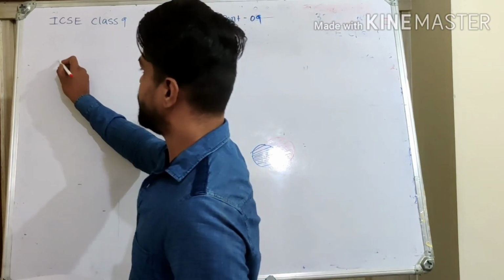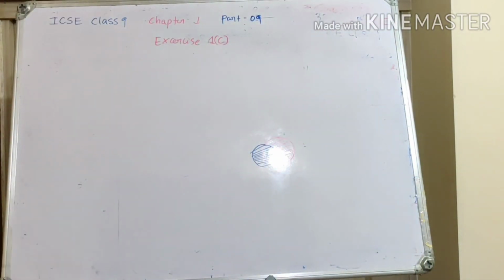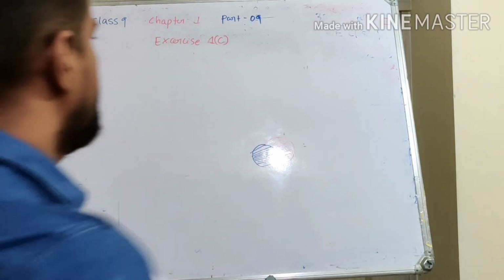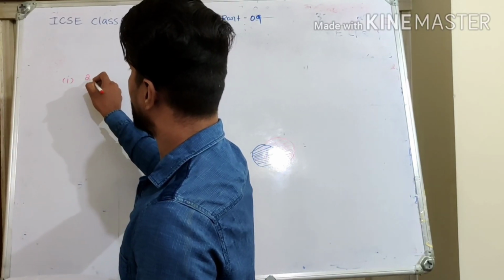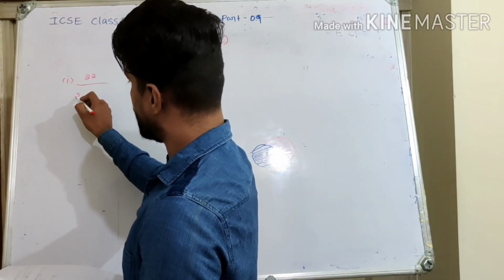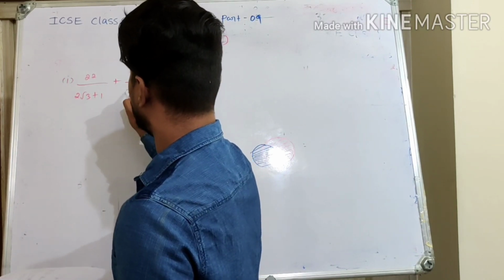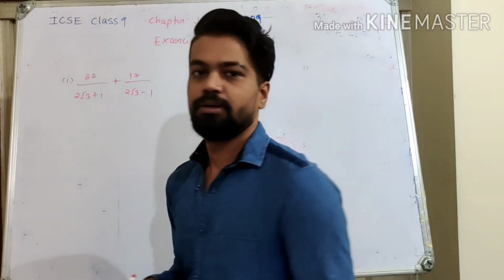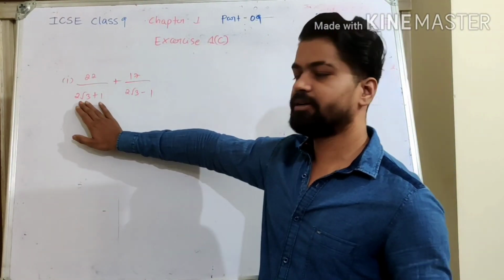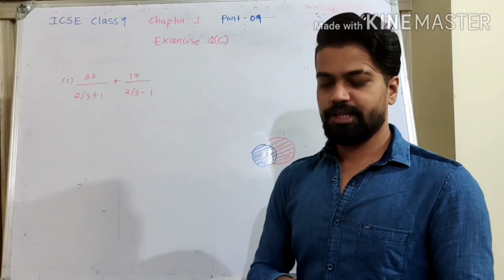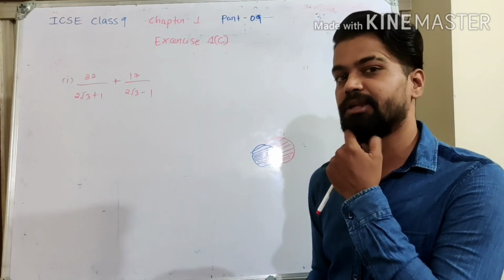So what do we have to simplify? Let's see. We are going to simplify this expression: 22 by 2 root 3 plus 1 plus 17 by 2 root 3 minus 1. When I see this, the first thing people think is to rationalize the denominator of each separately. That may work out, but the question says simplify. Is there any other better method?